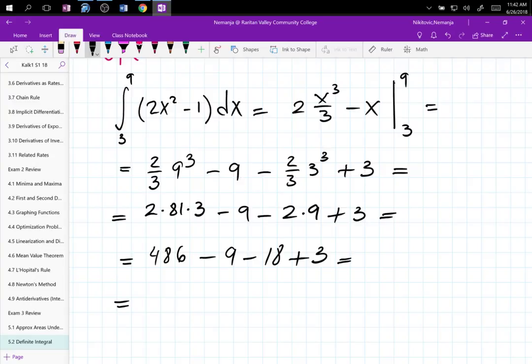486 plus 3 is 489. Minus 9 is 480. Minus 18 is 462.